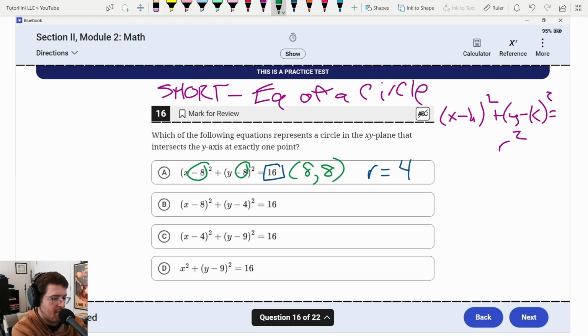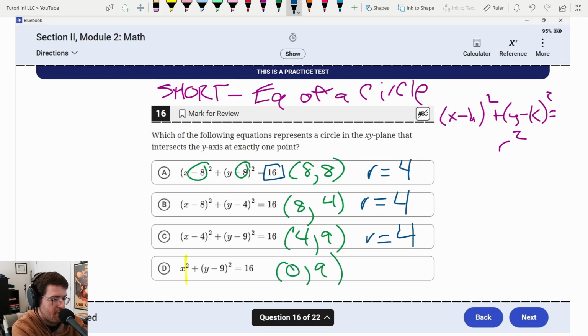All right, now I'm going to do that same process. The center of this one is 8, 4, and the radius is 4. The center of this one is 4, 9, and the radius is the same, the square root of 16 is 4. And for this one, there's a 0 here that's implied, so the center is 0, 9, and the radius is 4.